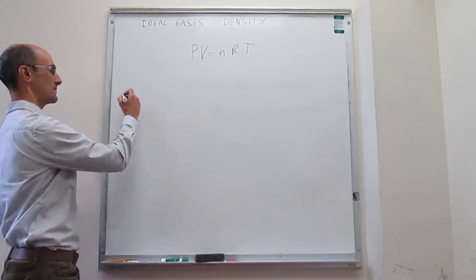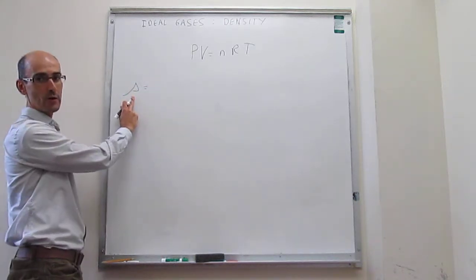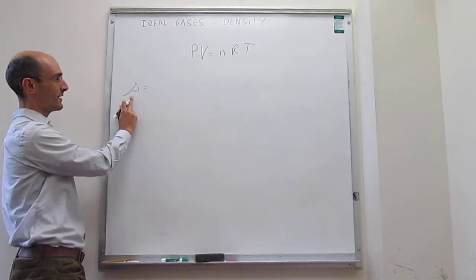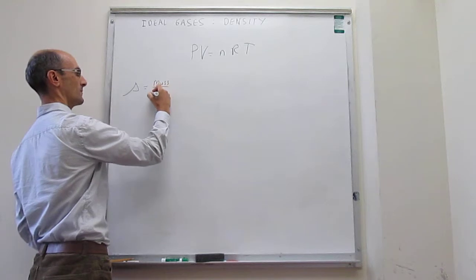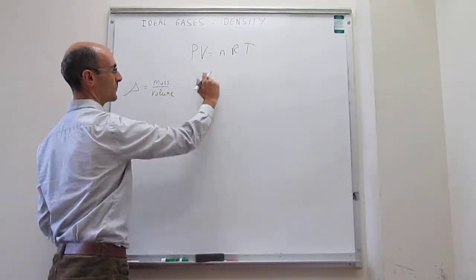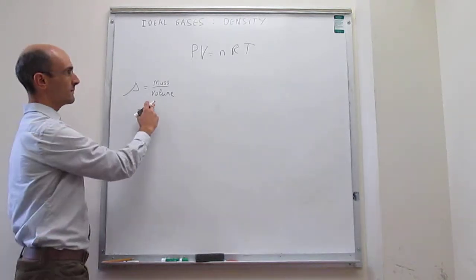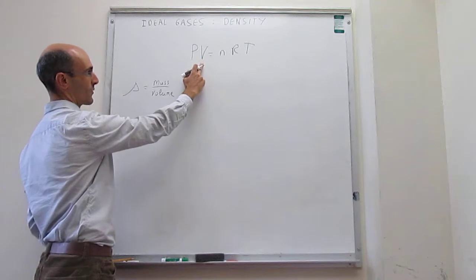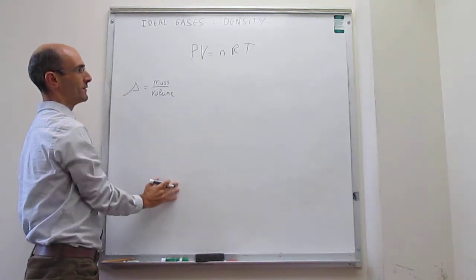When we think about density, which I'm going to define using the Greek letter rho, this letter is read as rho, that is equal to mass over volume. So the question is, how can we actually incorporate density into this expression? Well, the volume is already there, you have it right here. The question is, in which of these properties is mass involved?